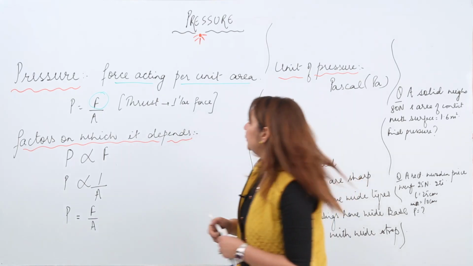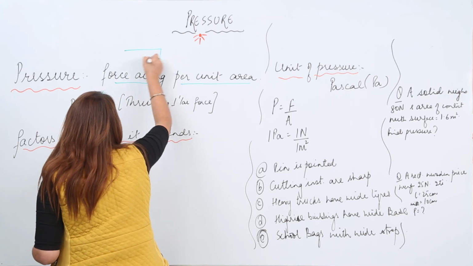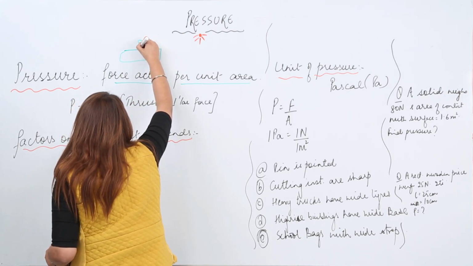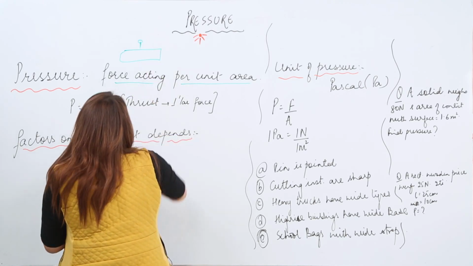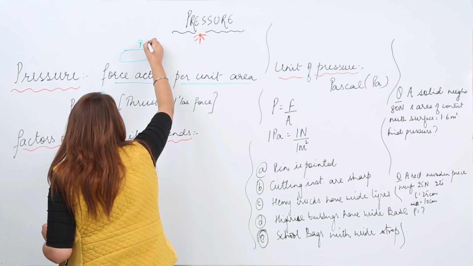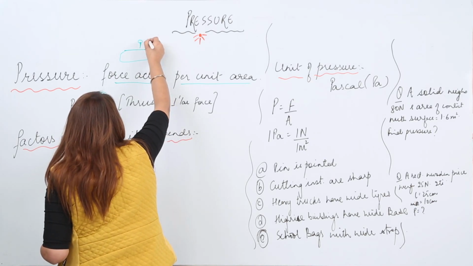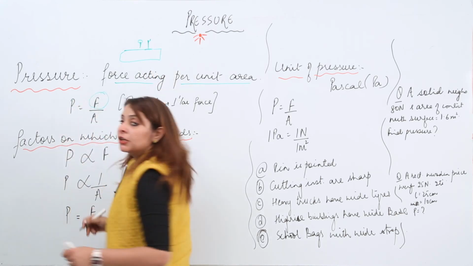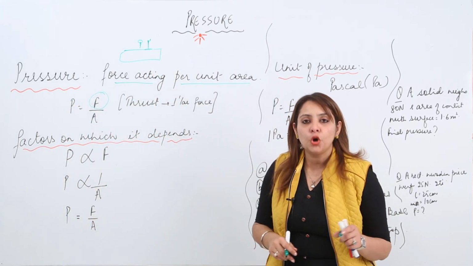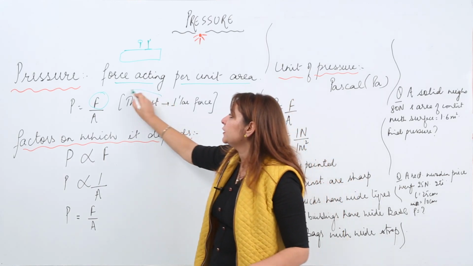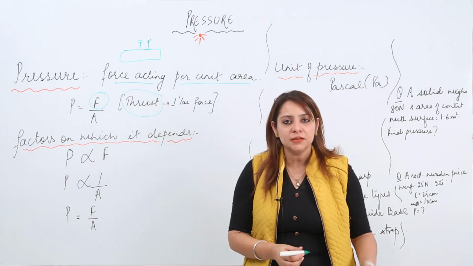Suppose I'll just explain to you. Suppose this is a table, right? And I'm trying to put a nail into it. So what I'll do is, I'll press the nail from this side. That means I am applying a perpendicular force. My force is acting like this and my surface is this. So the force that acts normal to the surface, or perpendicular to the surface, is given a special name, that is the thrust.